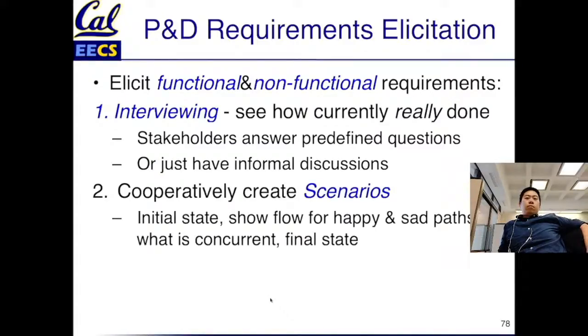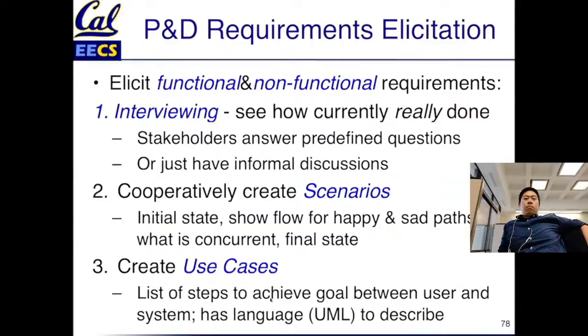You work with the customer to create scenarios. You start off with the initial state. You show the flow for happy and sad paths, what can be done concurrently, and the final state. The third approach is what's called use cases. There's a language called the Unified Modeling Language that helps you describe these use cases, where you have little stick figures showing all the steps from the user and the system to achieve the goal. So these are ways for user requirements elicitation.